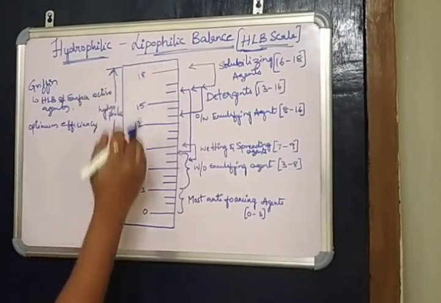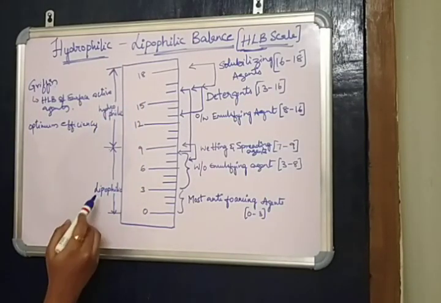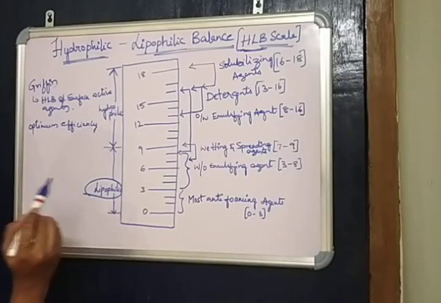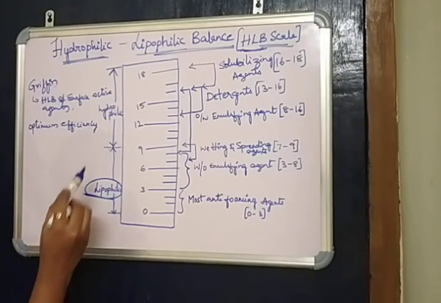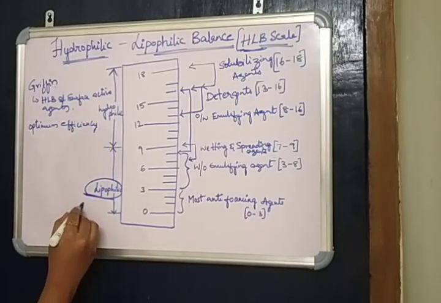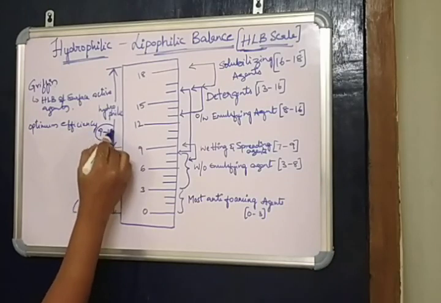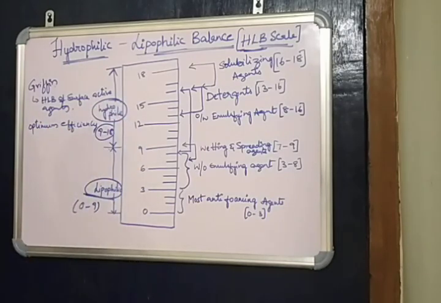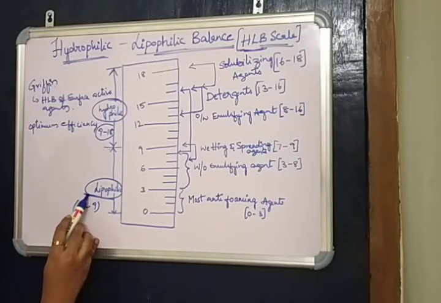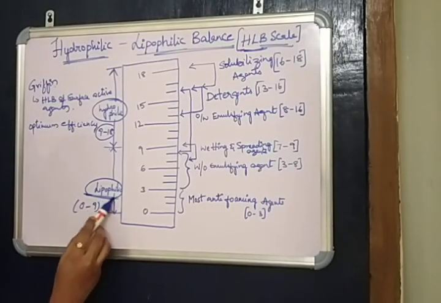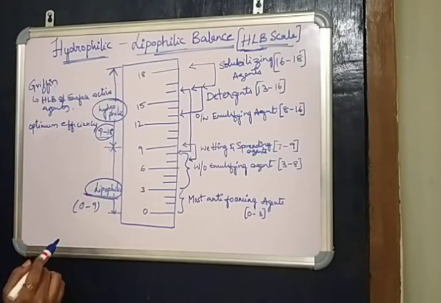This HLB scale ranges from 0 to 18. From 0 to 9, those surface active agents are lipophilic in nature, and from 9 to 18, those are hydrophilic in nature.